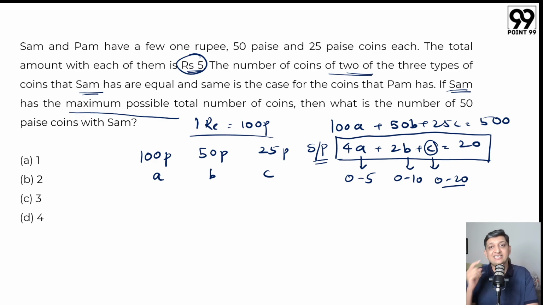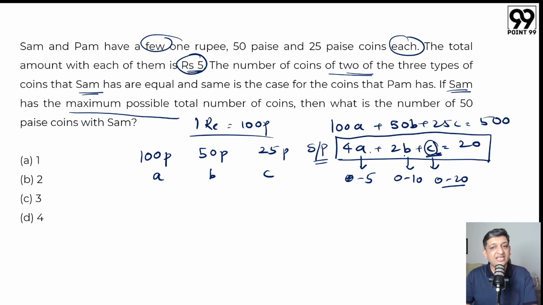But if you look at the options as well, 50 paise coins, 1, 2, 3, 4. So 0 is not possible. Also, if you read the question carefully, Sam and Pam have a few coins each, which means that they have at least one 50 paise coin, one 25 paise coin, and one 1 rupee coin at least. So that is basically what we're looking at. So in this particular context, if we want to maximize C, we want to minimize A and B.